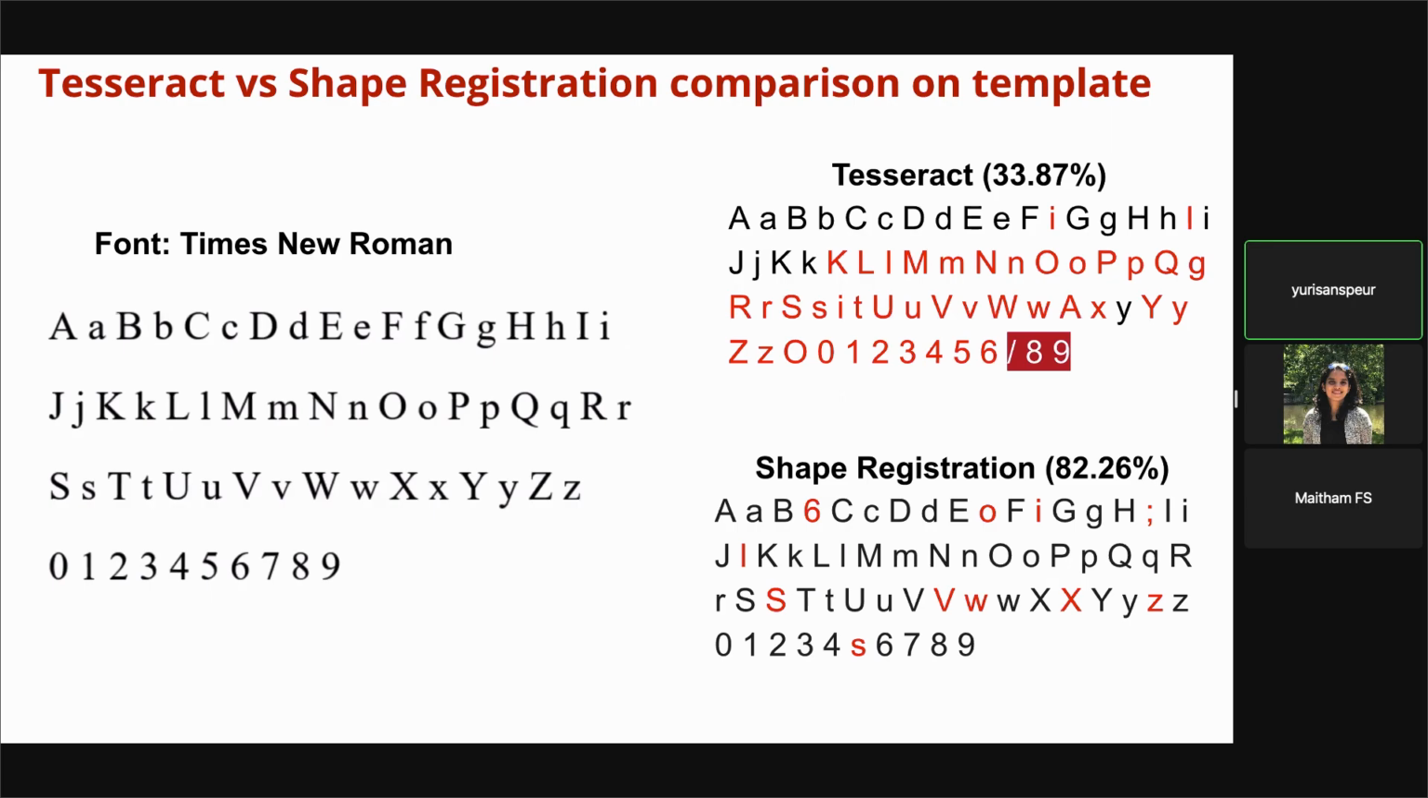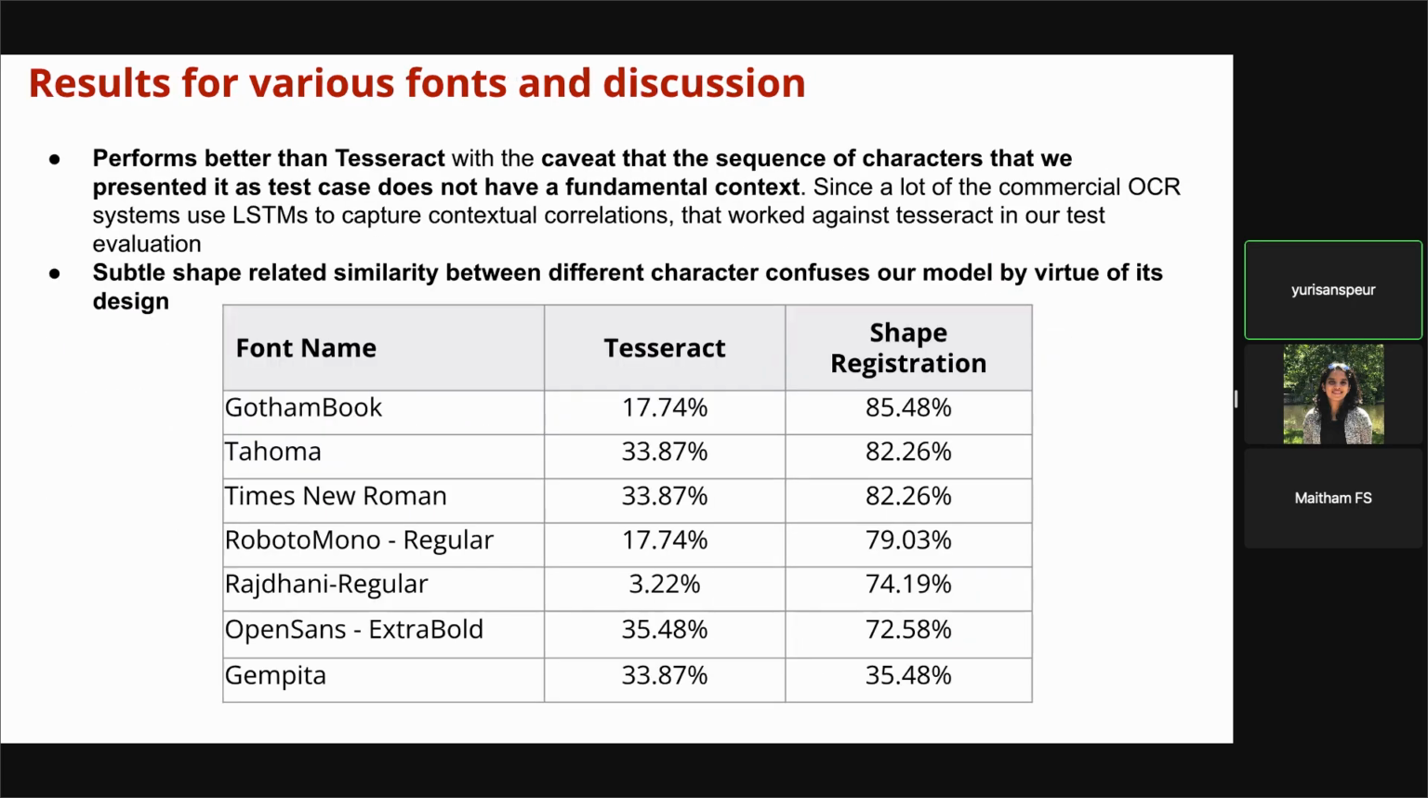This is what it looks like when we compare both methods against one of the most common fonts, Times New Roman. While the results appear rosy, it's important to caveat that the test case we're presenting is a sequence of characters that doesn't actually have a lot of context. And as we know from class, LSTMs really rely on capturing these long-term correlations. And so as we screened through a set of fonts, illustrated in the table, we also noticed that our methodology was sometimes getting confused when recognizing characters that were very similar.